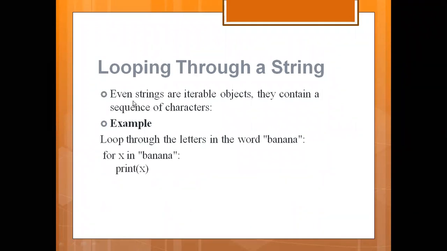Looping through a string, even strings are iterable objects. They contain a sequence of characters. Banana is a sequence of characters, 1, 2, 3, 4, 5, 6. So if I want to iterate on this, we want to print B, A, N, A, N, A. So what we do is for X in banana. X is first pointing towards B, after that it points towards A, then N, and so on. It is going to print banana in a straight line.